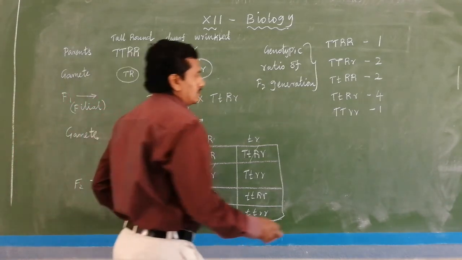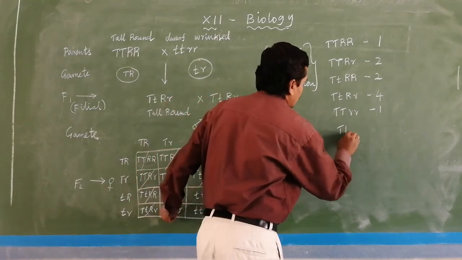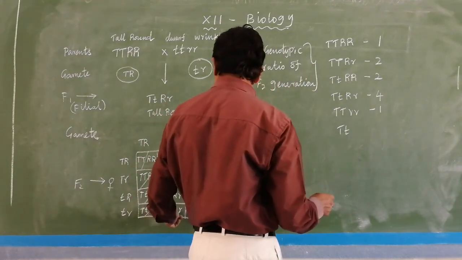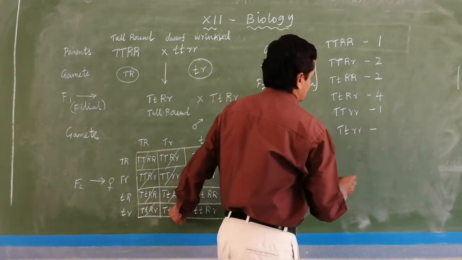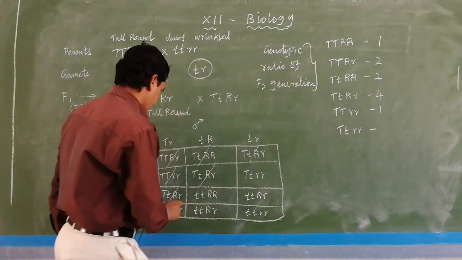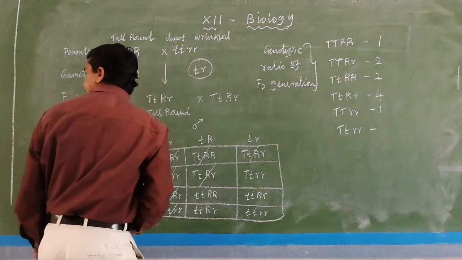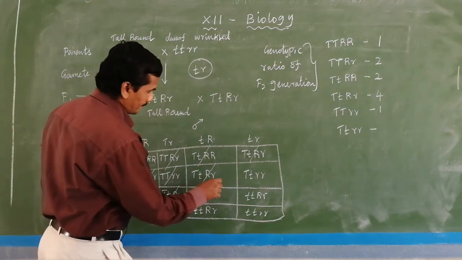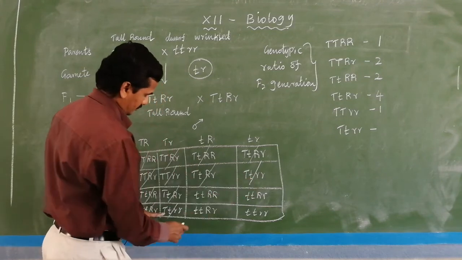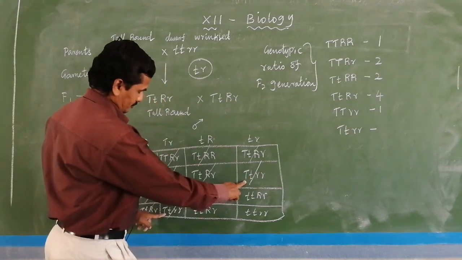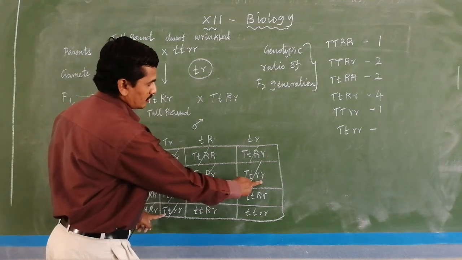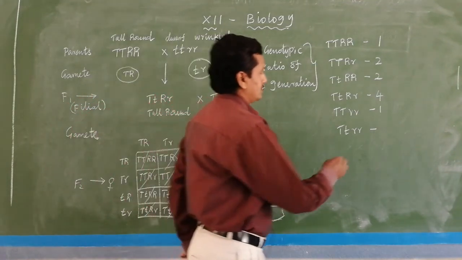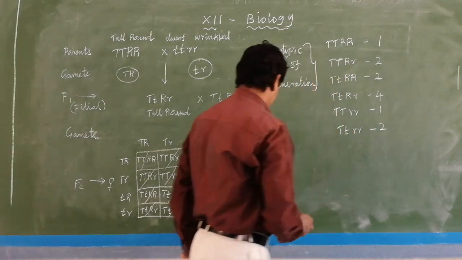Then heterozygous tall and homozygous ringled. 1. Here 2. Listen. 2. Heterozygous tall and homozygous ringled. 2. Next one.